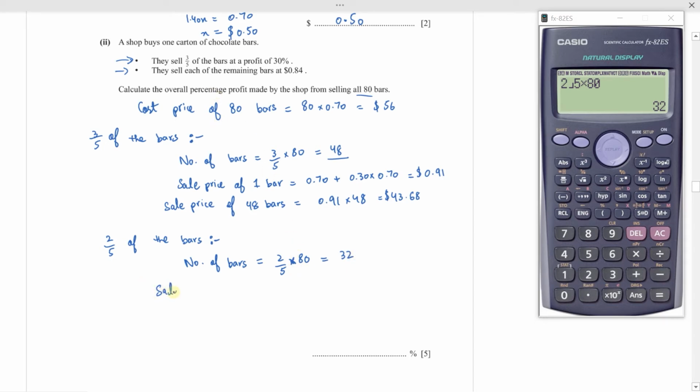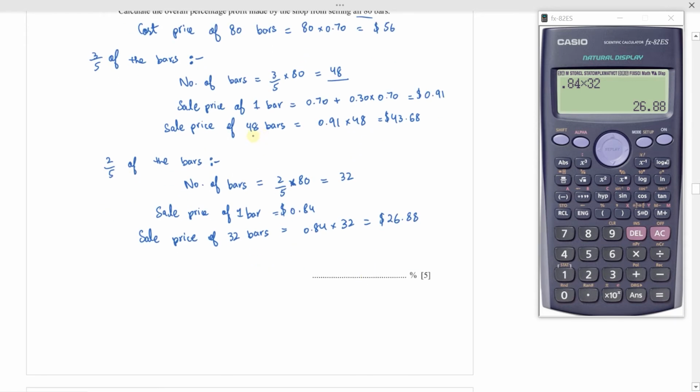And the sale price of 1 bar in this 2 by 5 category is $0.84. So now the sale price of 32 bars will be 0.84 multiplied by 32. So this is $26.88. So out of the 48 bars, when you sell these 48, your total sale price is 43.68, and for the remaining 32, your total sale price is 26.88.